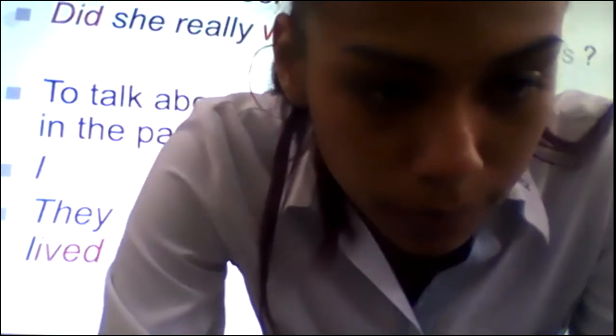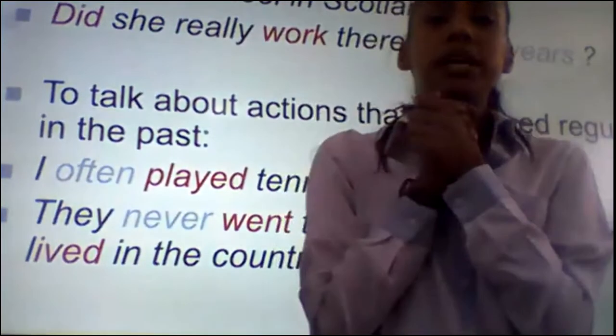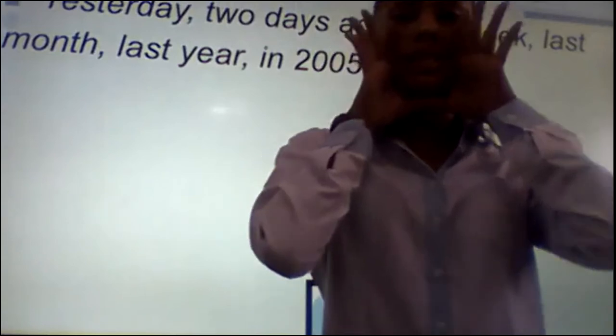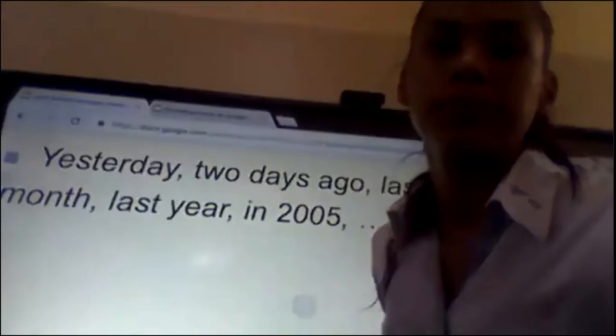Write 2 affirmative, 2 negative, and 2 questions in simple past tense. Okay, guys, do the activity, please. On your chat box, I need to be receiving all your answers, please. All your answers I want to see. 2 affirmative sentences in past tense, 2 negative, and 2 questions. Go.